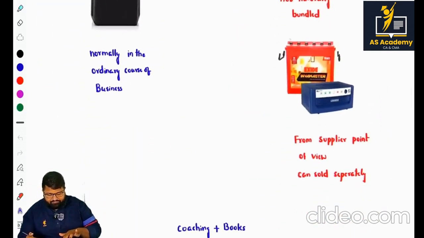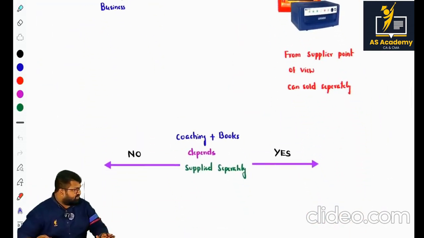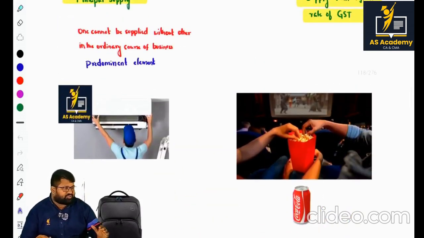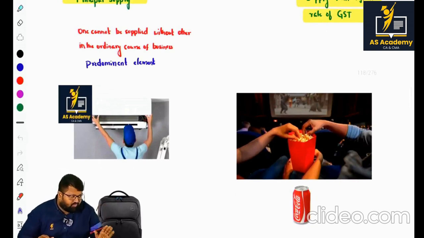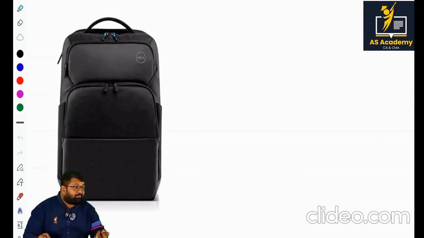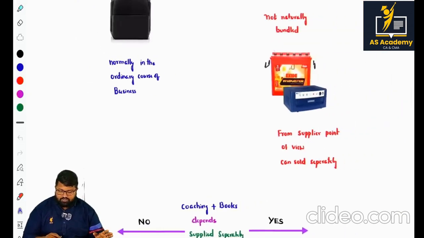Is it clear? Sir, what is goods and what is service? It depends upon whether it is naturally bundled or not. It depends upon case to case. And how it is applied naturally, that is important. Okay. So naturally a laptop and a laptop bag will be supplied combined, naturally. So then it is a composite supply. Okay. Till here it is done.